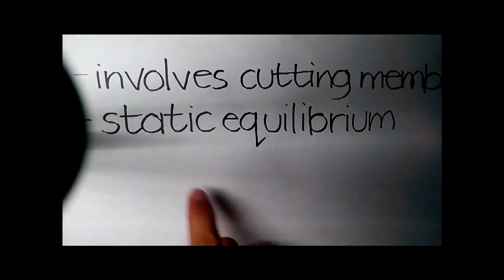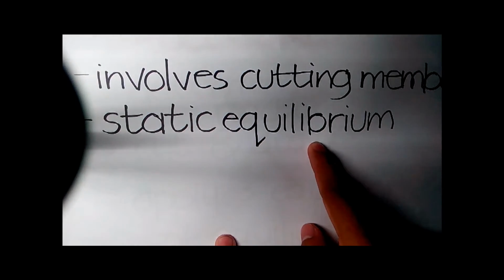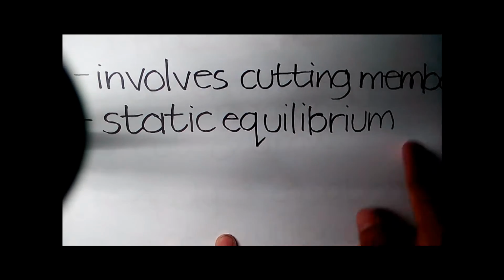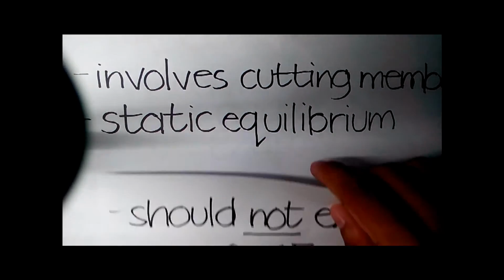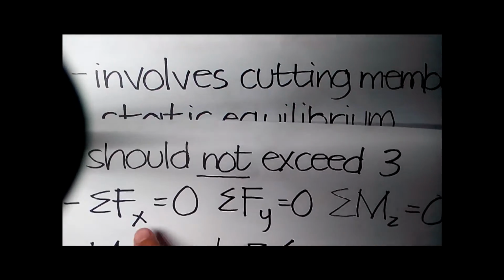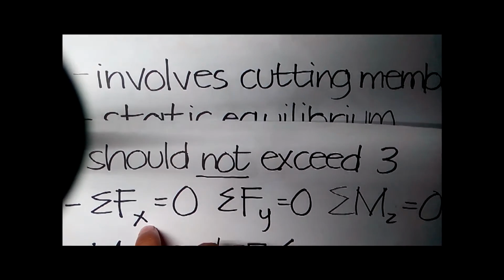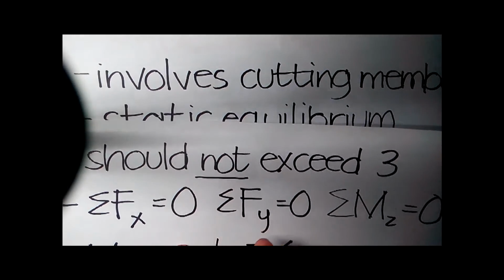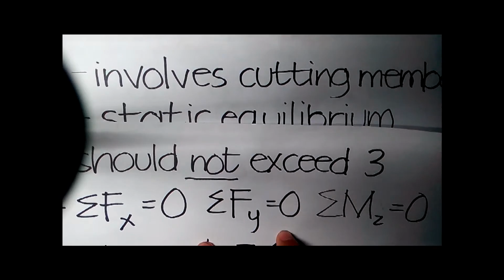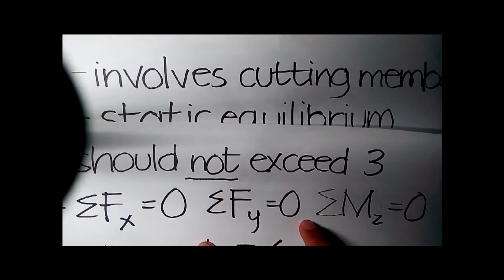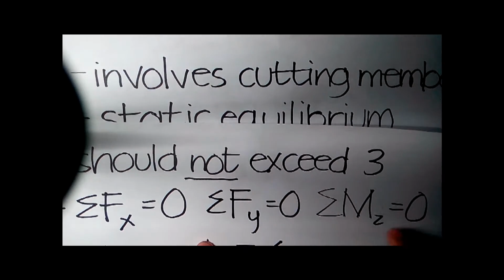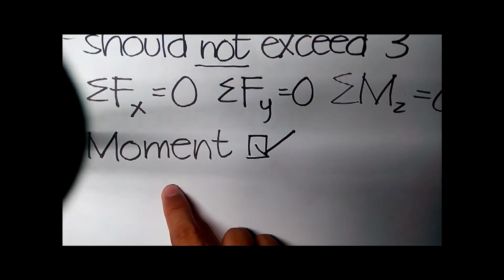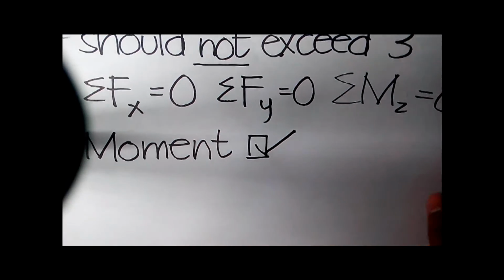The method of sections involves static equilibrium. So by equilibrium means that the summation of Fx, or the forces in x, is equal to 0. The summation of forces in y is equal to 0, and the summation of moment is equal to 0. Moment is applicable in method of sections in solving forces.